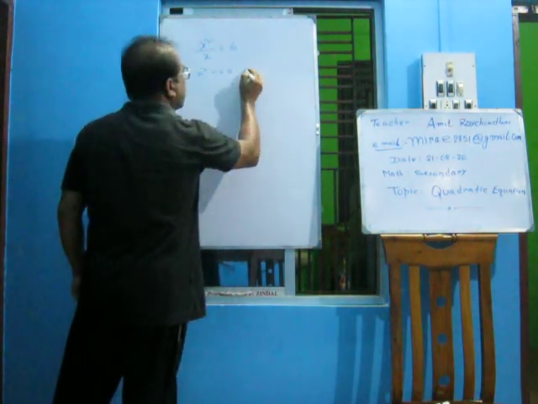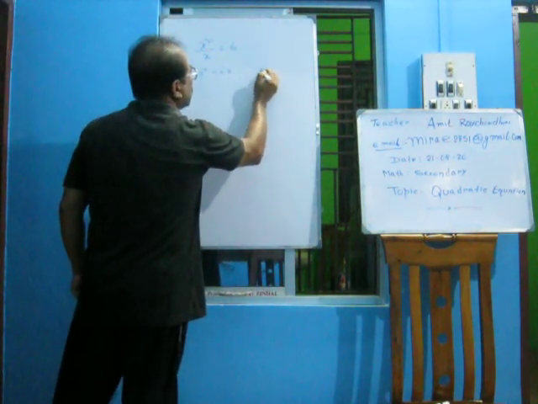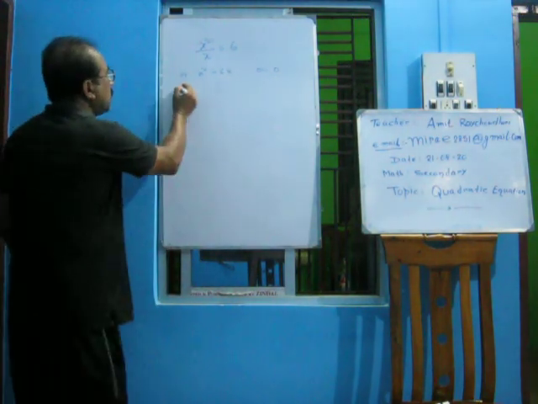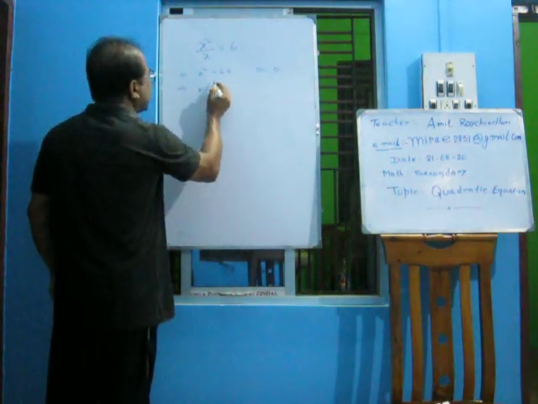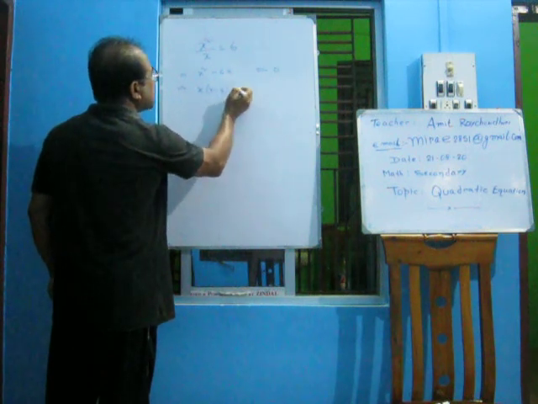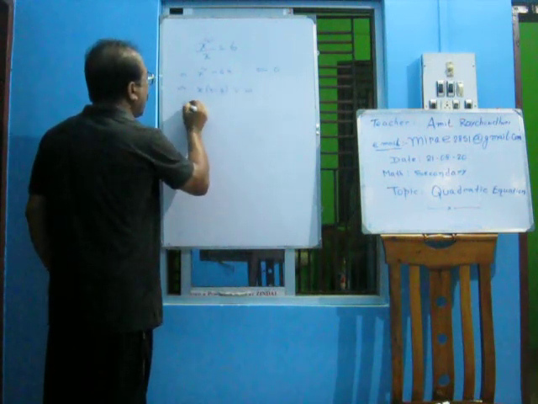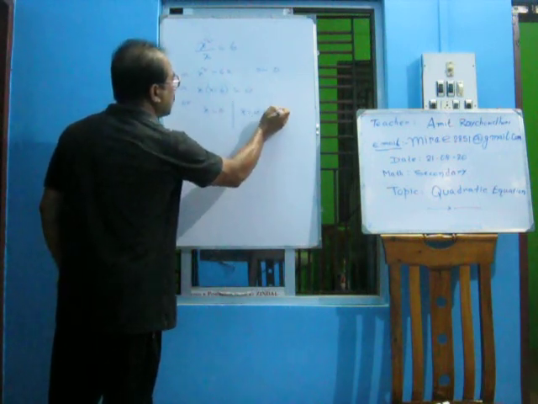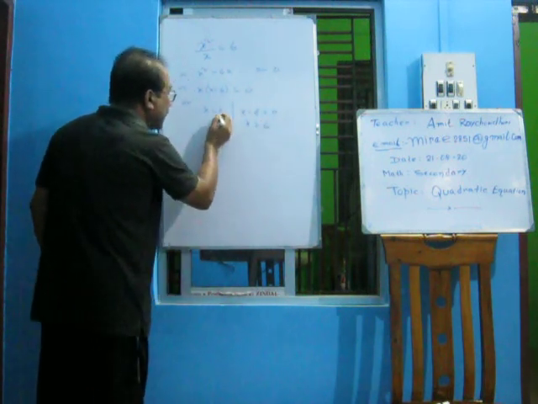X square minus 6x equal to 0. There is no c. So x can be taken as common. So x into x minus 6 equal to 0, so x equal to 0, or x minus 6 equal to 0, x equal to 6. So there are two results.